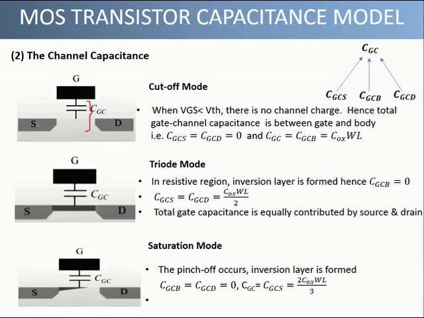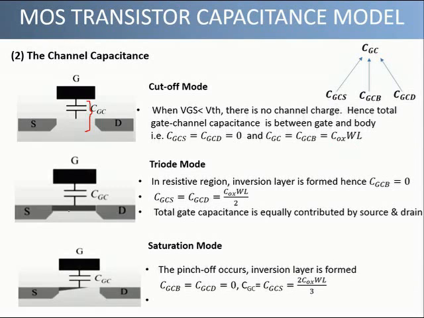As there are no electrons contributed from source and drain, the gate to source and gate to drain channel capacitances are 0, and the total value of gate to body channel capacitance is equal to oxide capacitance per unit area multiplied by the area of the transistor. This is the maximum value of gate to channel capacitance.